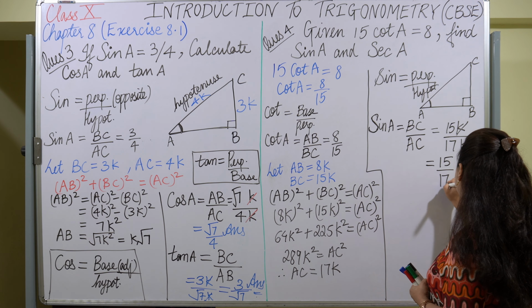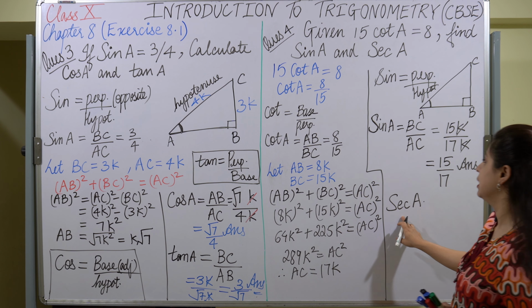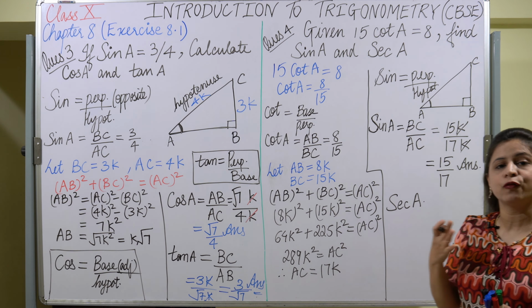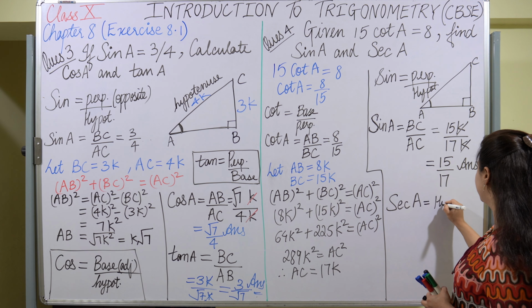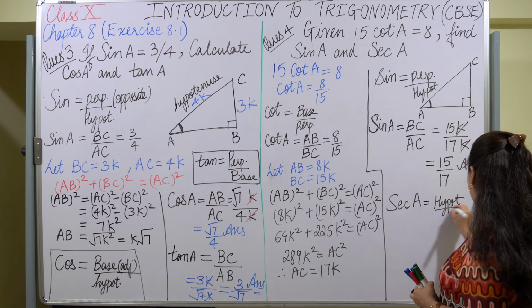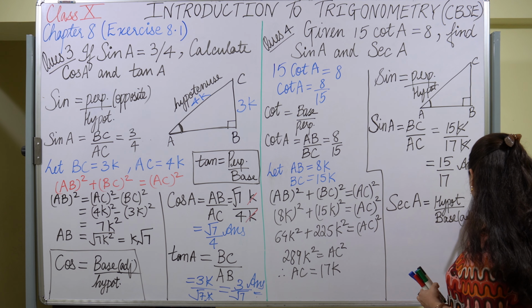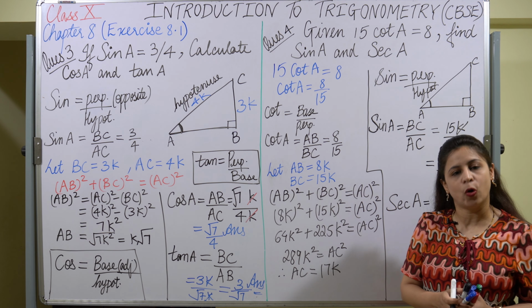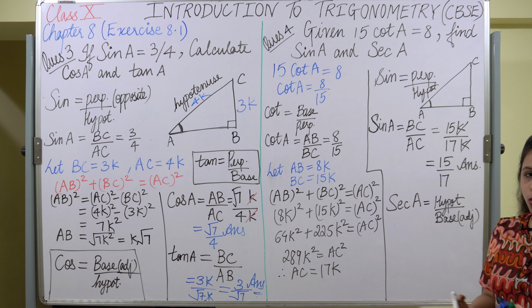Then is the sec A. Sec is reciprocal of cos. Cos is given by base upon hypotenuse. So sec will be hypotenuse upon base. Base is the adjacent side. You can call it the adjacent side also. In some books, adjacent and opposite words are used. That's why I am writing over here in the bracket adjacent also.